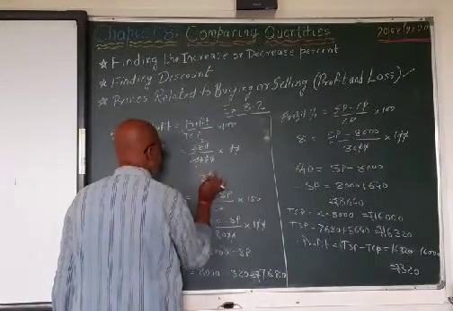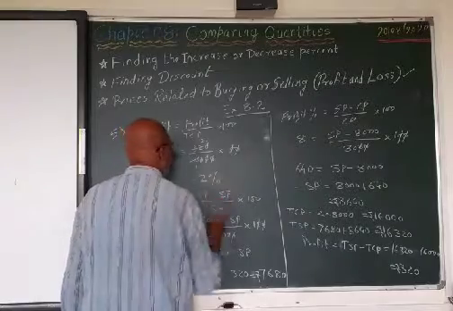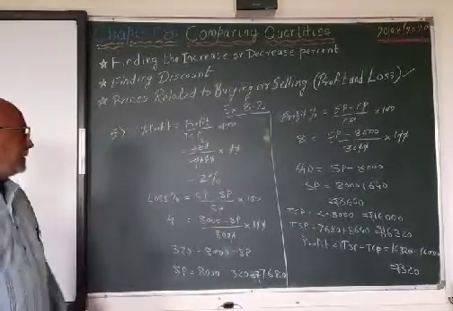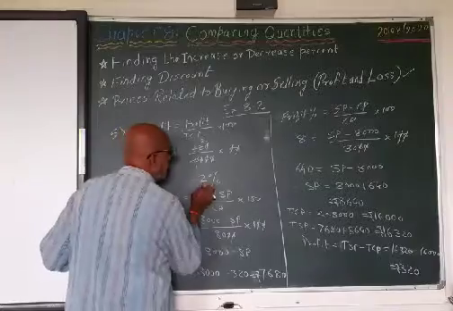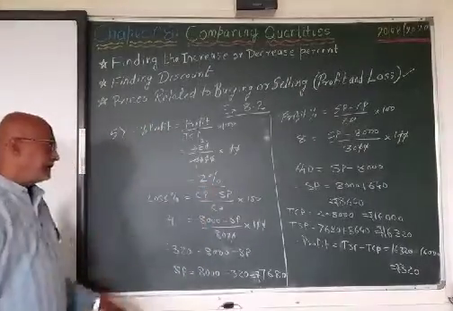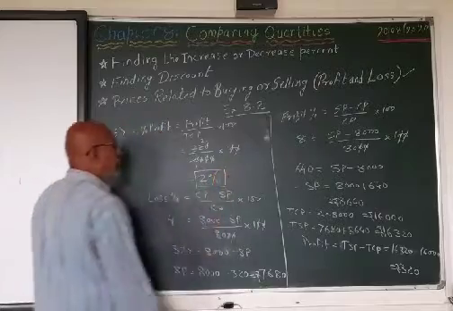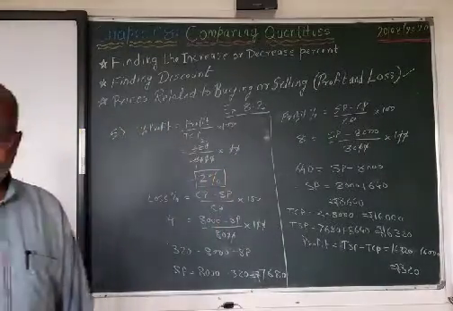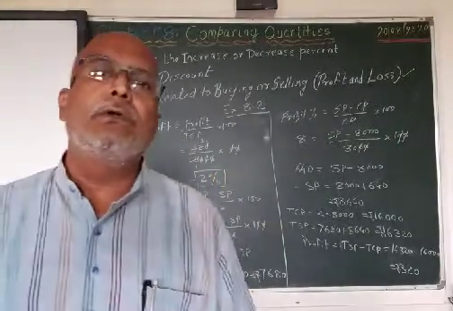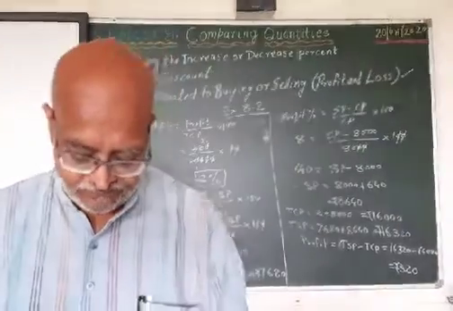So we get 2%. So how much did he gain? He gained 2% on the total transaction. So this was your final answer, 2%. He gained 2% on the total transaction.